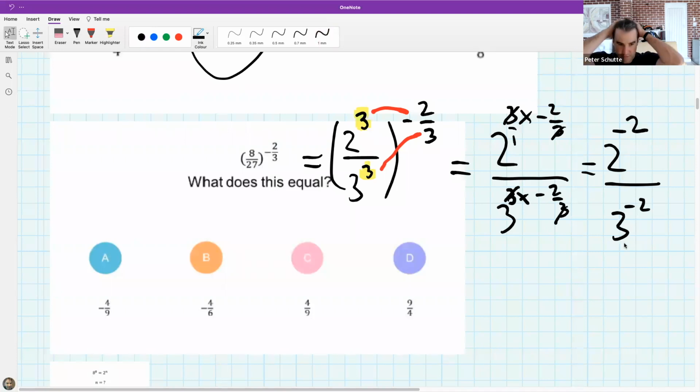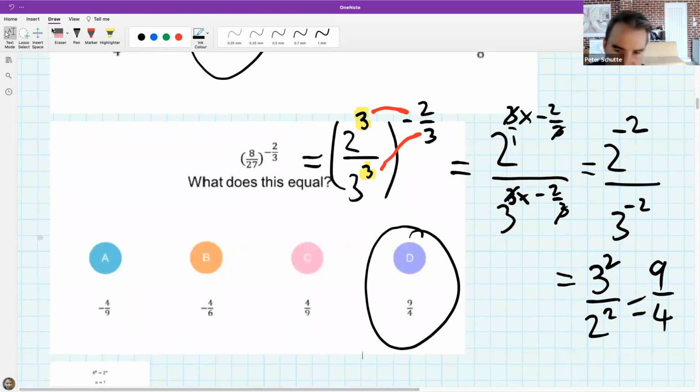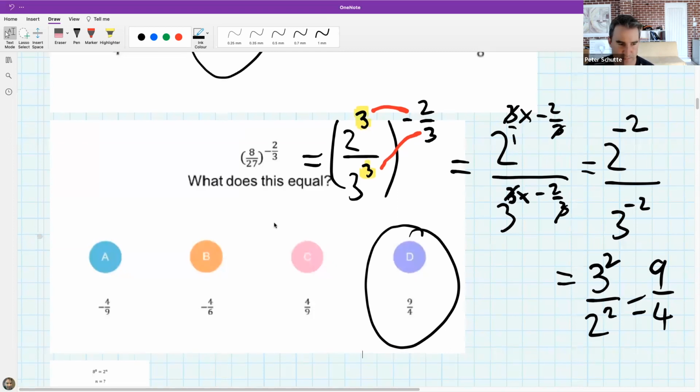Now, the problem I'm having, Beverly, is that there's no option in the answers that match yours. Can you give me any further help? And then since the exponents are negative, you're going to swap the 2 numbers so that they can have positive exponents. So you get 3 squared over 2 squared, which I see now is 9 over 4 and is D. Yes, I understand. Thank you, Beverly. That is really good.